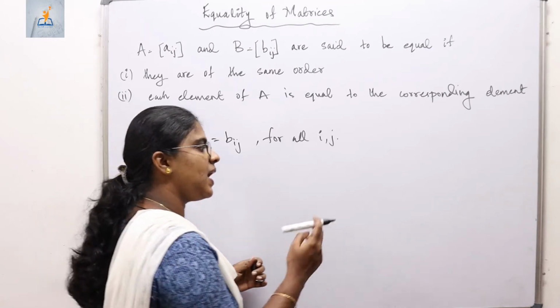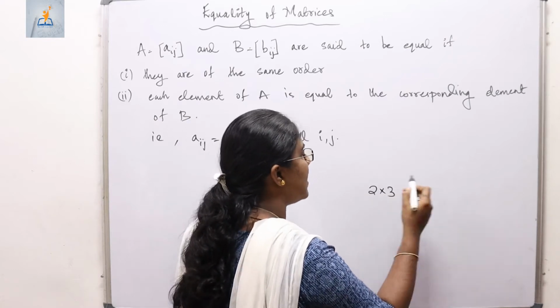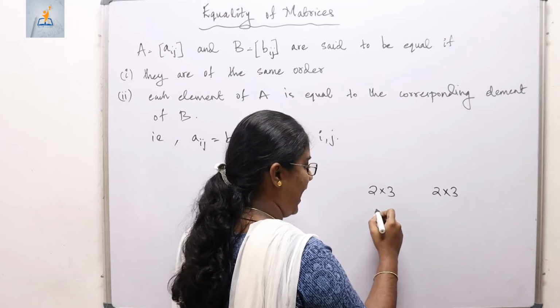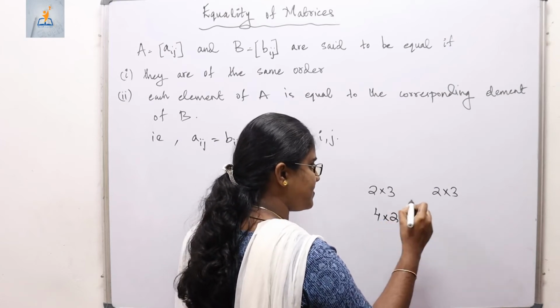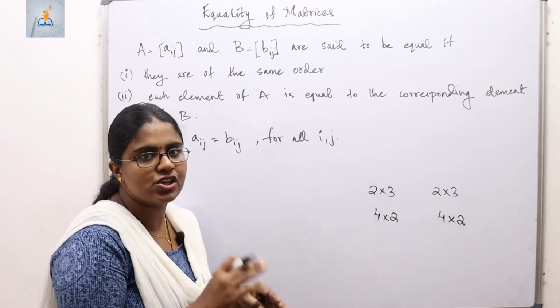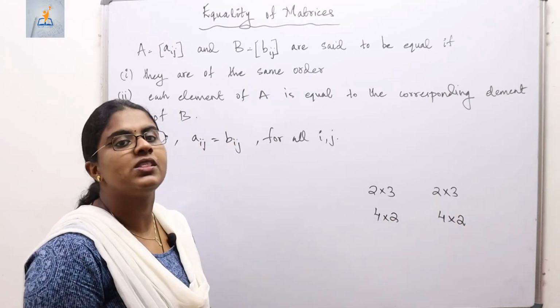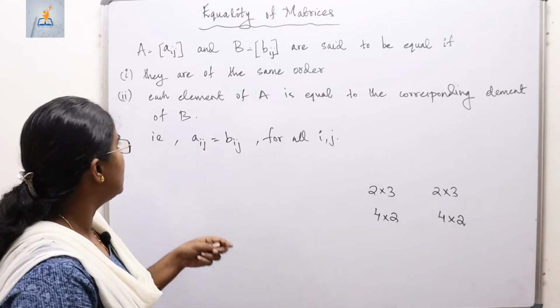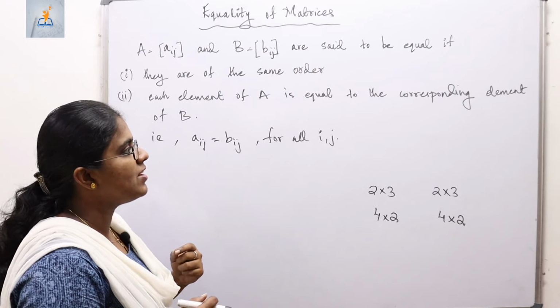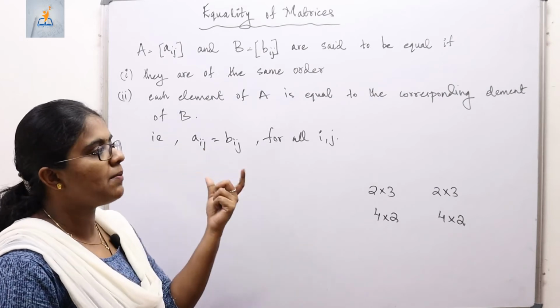If A is a 2 by 3 matrix, then B should also be a 2 by 3 matrix. If A is a 4 by 2 matrix, then B also should be a 4 by 2 matrix. So the first condition is the order of both the matrices should be equal. Now the next condition is each element of A is equal to the corresponding element of B.